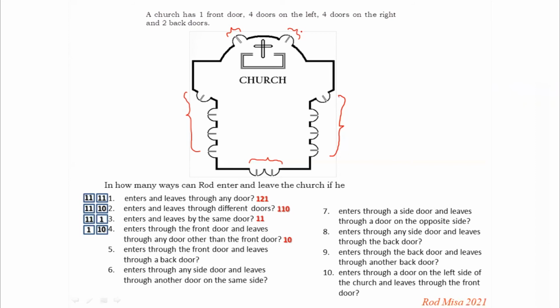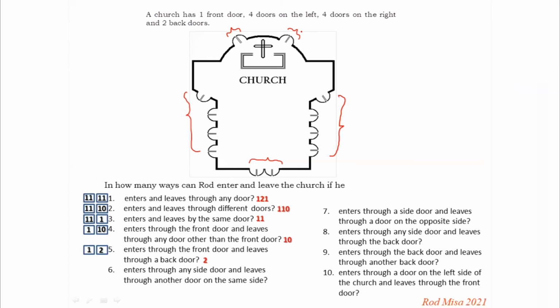But in the fifth question, if he enters through the front door and leaves through a back door, then he can choose only one door for his entrance because again the church has only one front door. But he leaves the church through any of the back doors. So he is left with 2 choices now for his exit. And then multiplying these numbers, we get 2 ways.